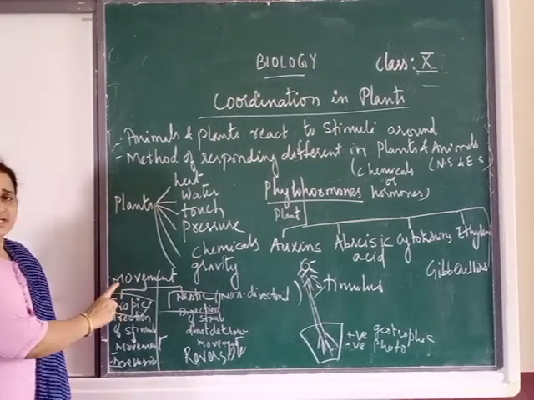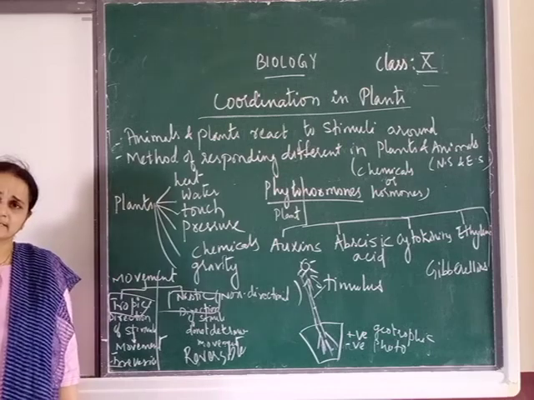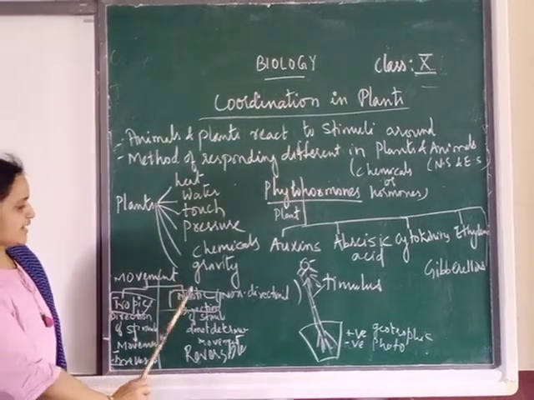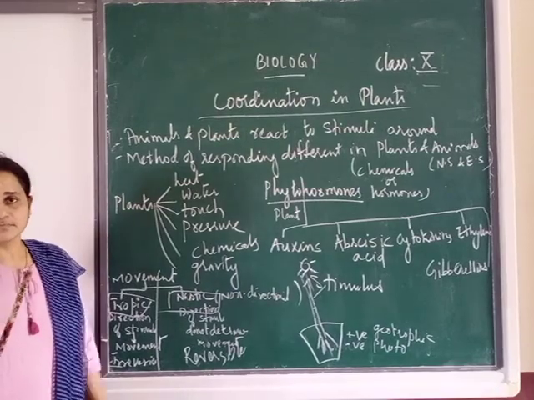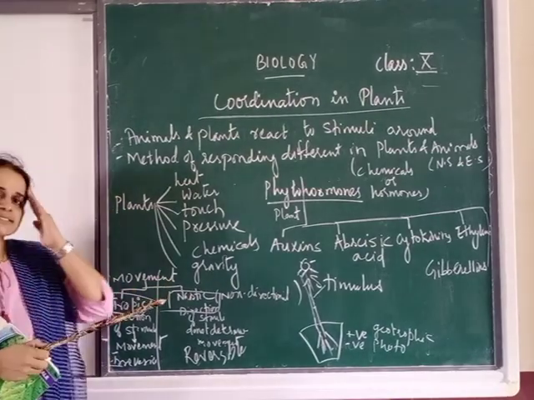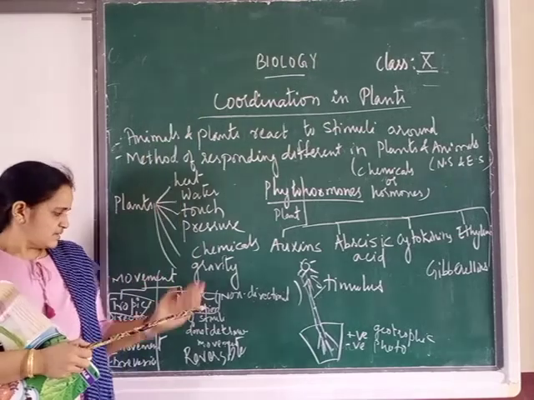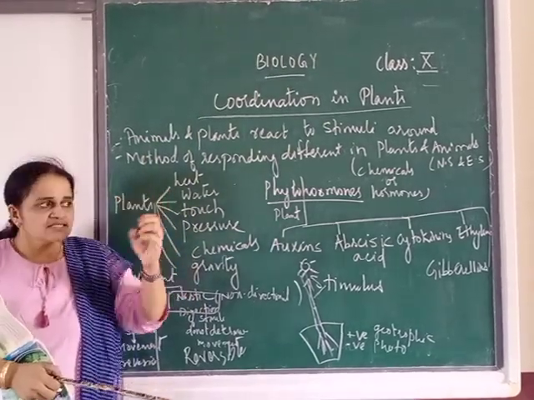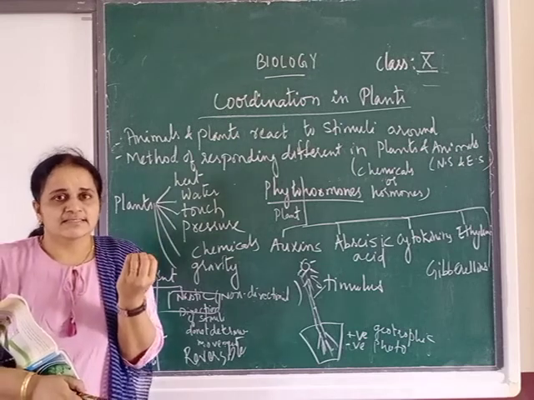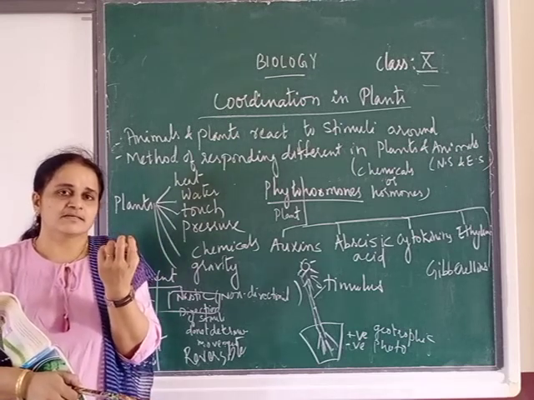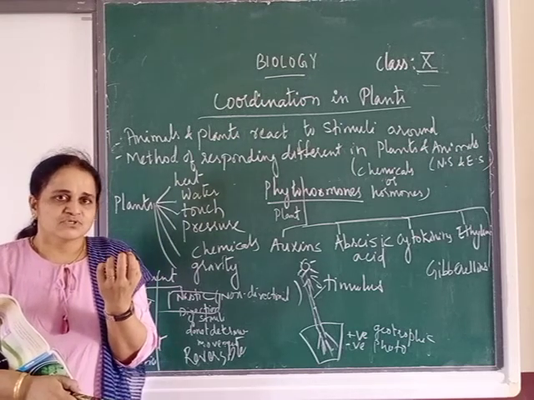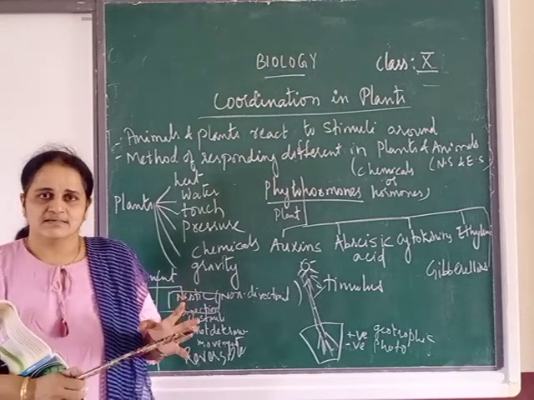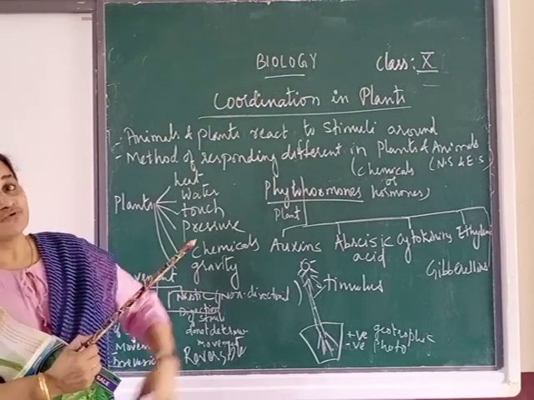Understand the meaning of this very clearly. They can ask you the differences between tropic movement and nastic movement. So, tropic movement has direction. Nastic movement is directionless. Just see our plants, they secrete nectar. So, who are attracted towards that? Insects. So, towards a chemical it is moving.